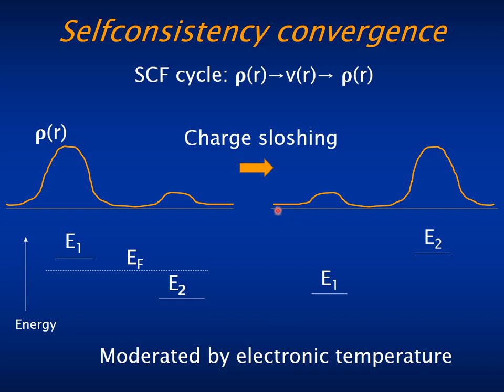One simple way of moderating this is to increase the electronic temperature. So not to fill the states strictly if they are above or below the Fermi level, but to weight them with a Fermi-Dirac weight, so that both of them will be partially occupied.